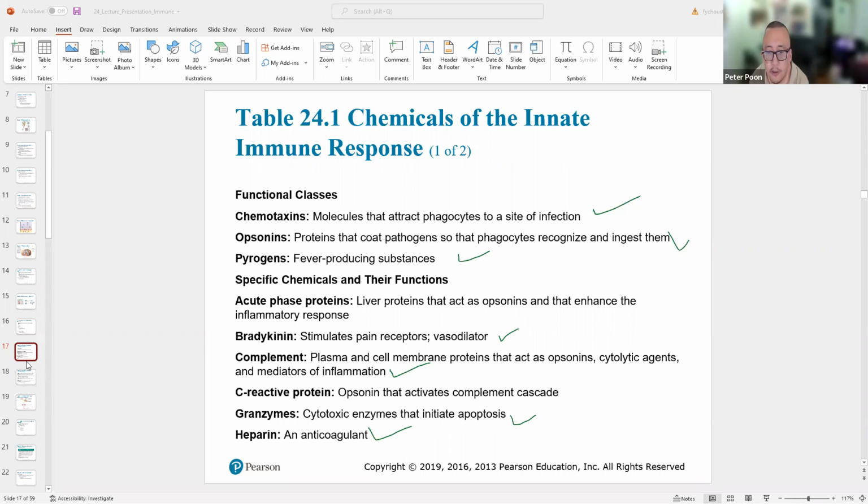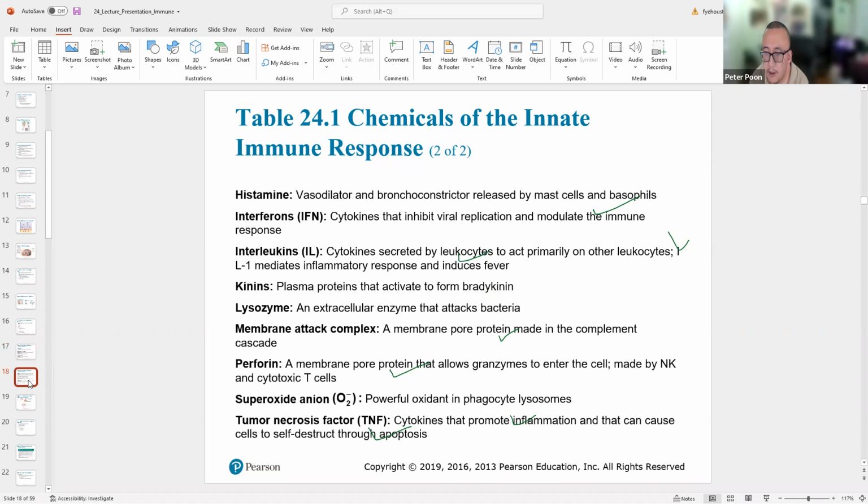Page 2 on this list. Let me change color. Make sure you understand histamine, interferons, interleukins, lysozyme, warfarin, and TNF. Make sure you know all those.